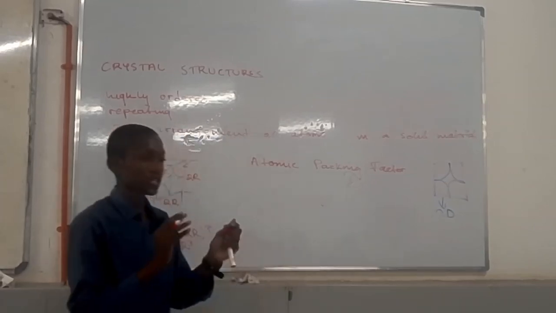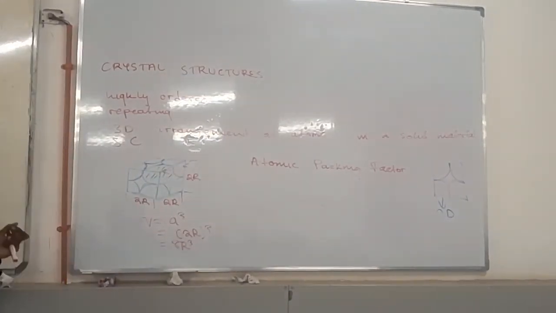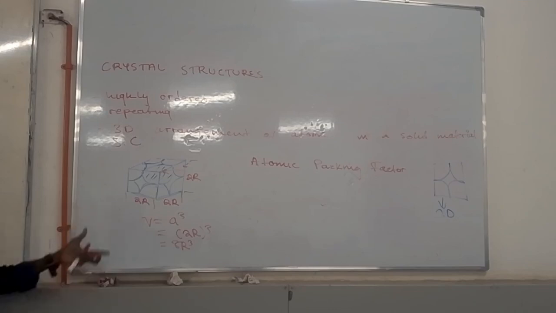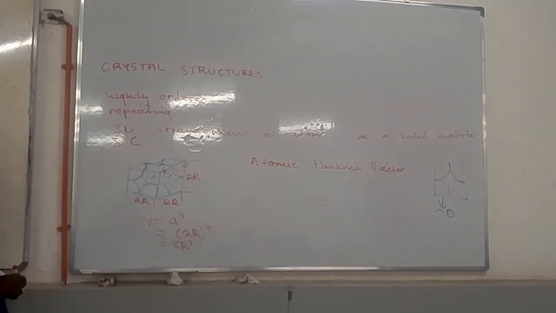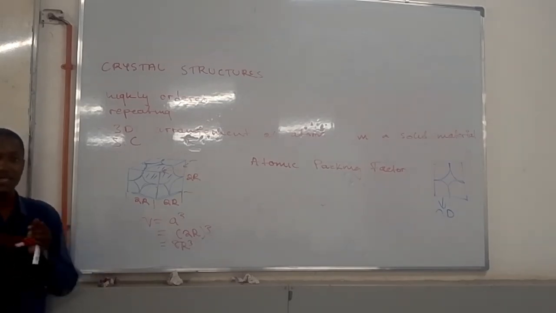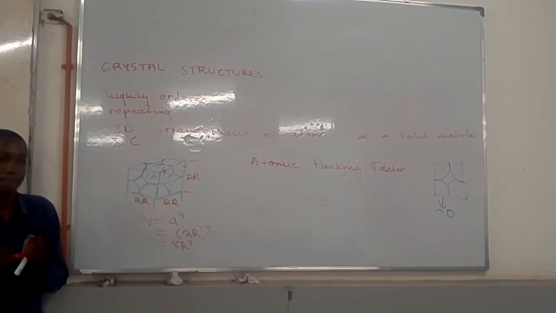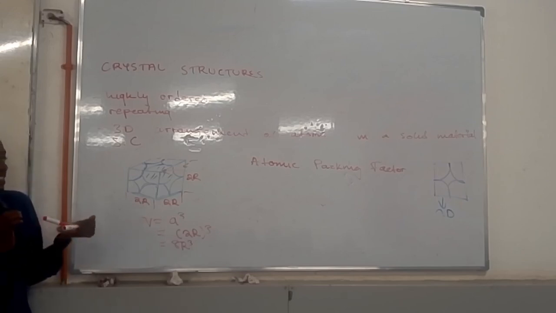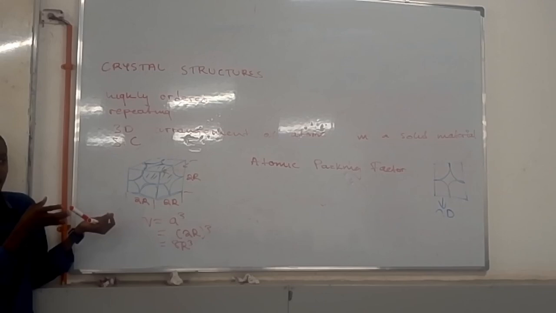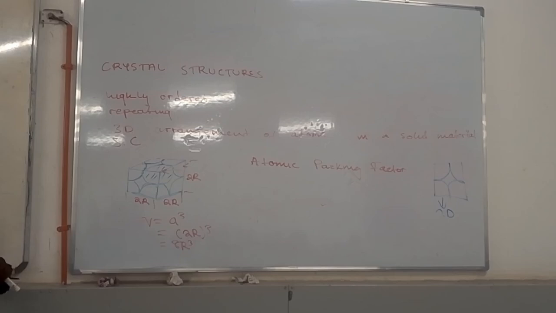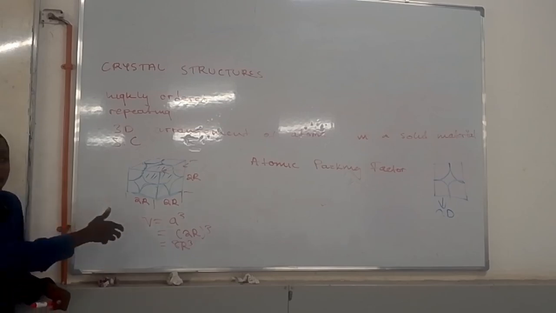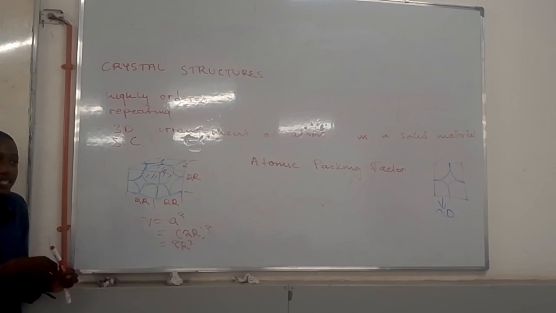Okay, so each unit cell that we are going to look at has got an atomic packing factor. In our case here, we are talking about the simple cubic. The simple cubic has got an atomic packing factor. So someone may ask, what is an atomic packing factor? An atomic packing factor is just the amount of space that the atoms have occupied inside the unit cell.